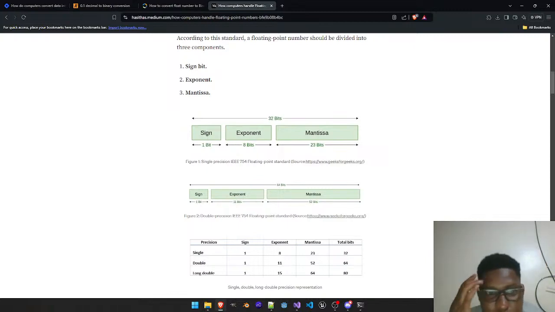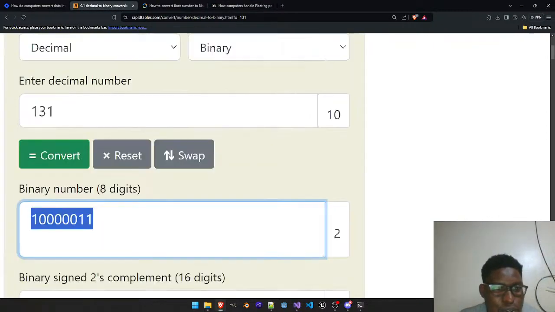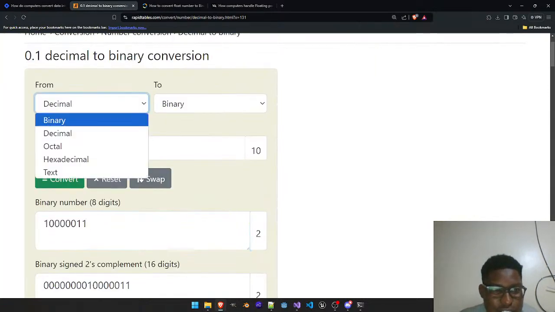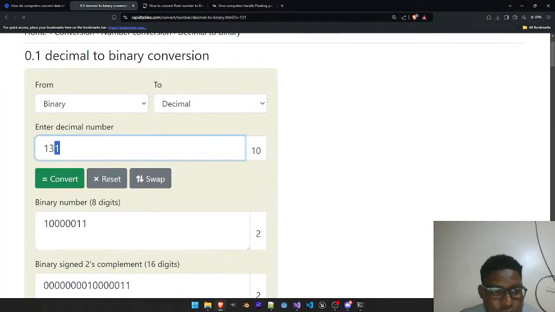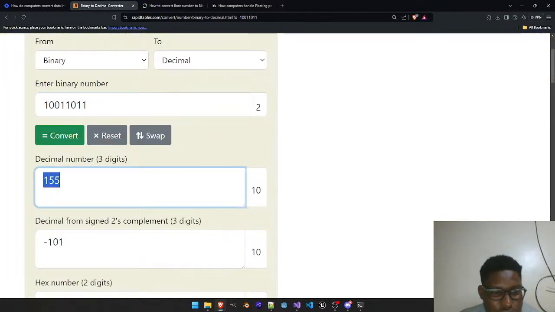I think we already understood how that comes about. Then we have the exponent, which is the next 8 bits. So 1, 2, 3, 4, 5, 6, 7, 8. Let me just copy this and see what its value is. So from binary to decimal, let's take this and convert. 155. How did they get to 155?